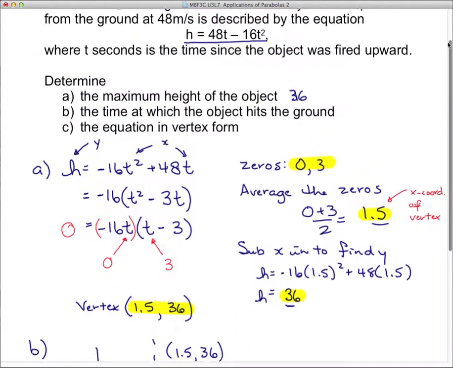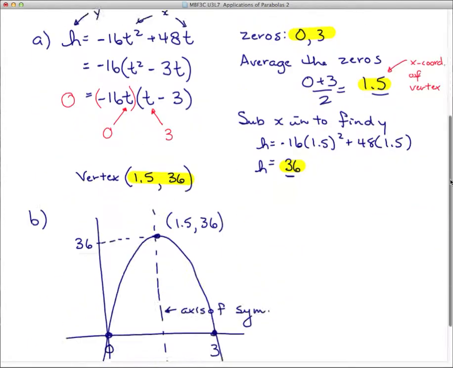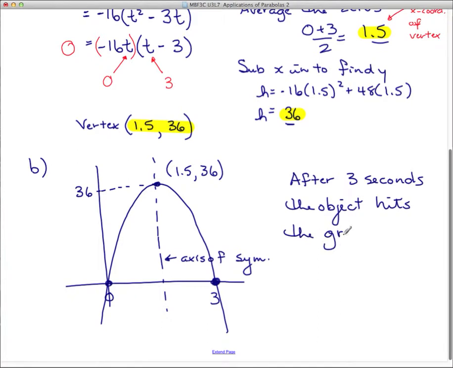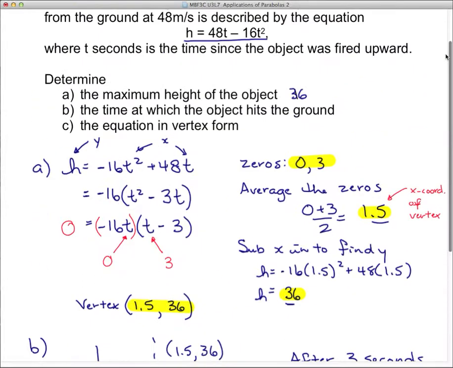Now, what is B actually asking us? B says, what time does the object hit the ground? Well, right here, when the height is 0 is where the object hits the ground. So after 3 seconds, the object hits the ground. And what else have we got here?